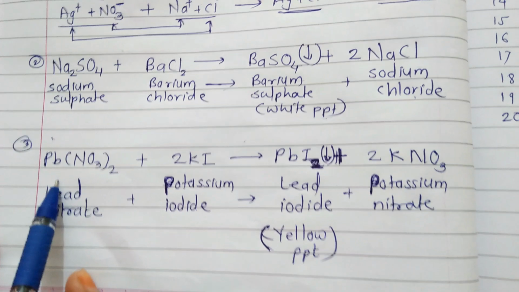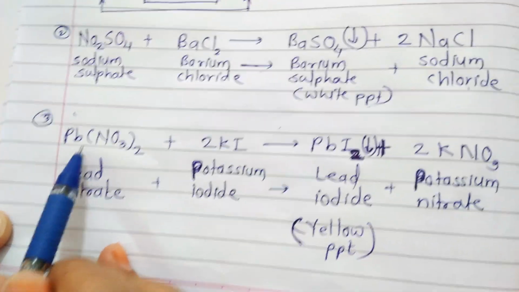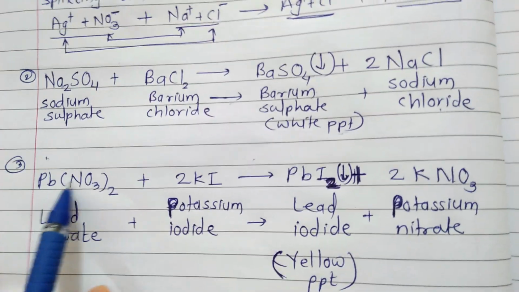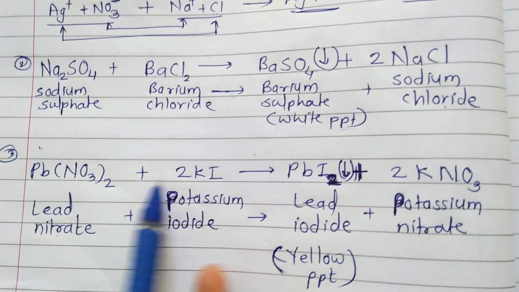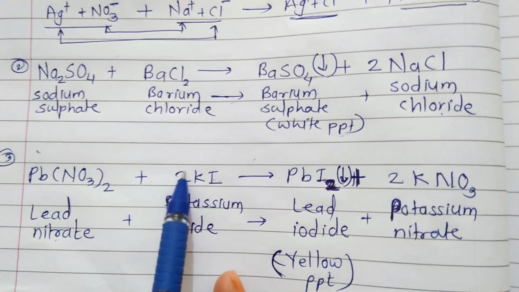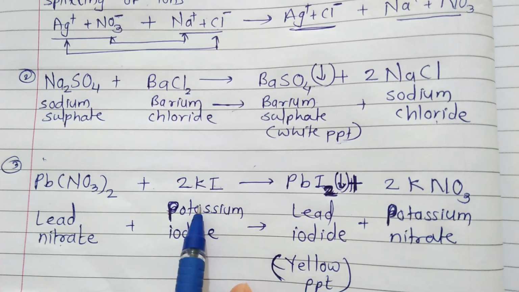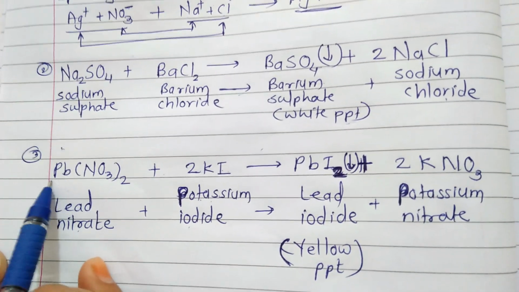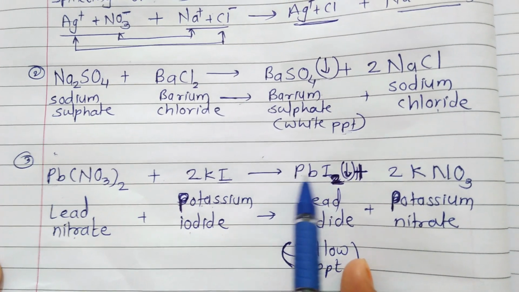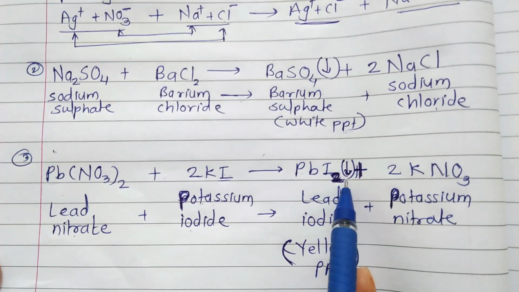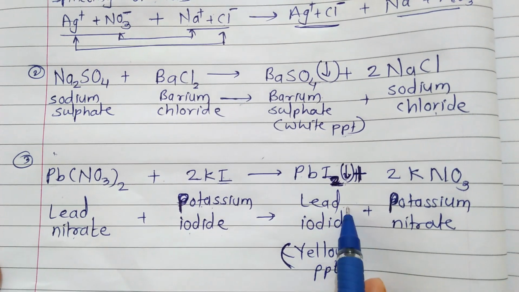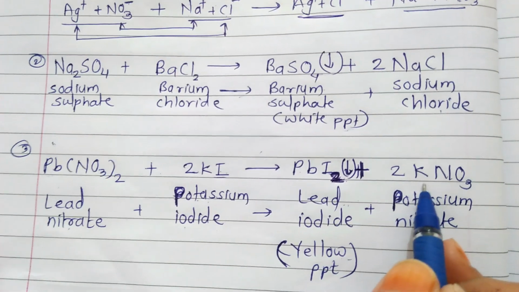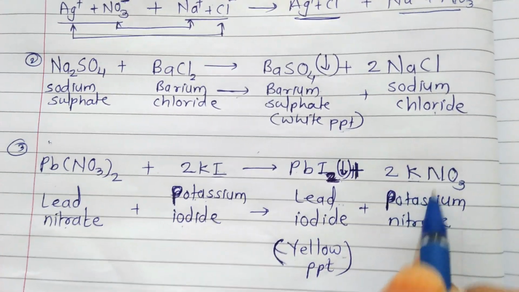In the third reaction of double displacement, we have Pb(NO3)2, with NO3 in brackets and the 2 for balancing the reaction. Lead nitrate reacts with potassium iodide, KI. These two react with each other and there is an exchange of ions. Pb reacts with iodine to form PbI2, which is in the form of a precipitate. It is called lead iodide, and its color is yellow, so it is a yellow precipitate. The second product is KNO3, potassium nitrate.